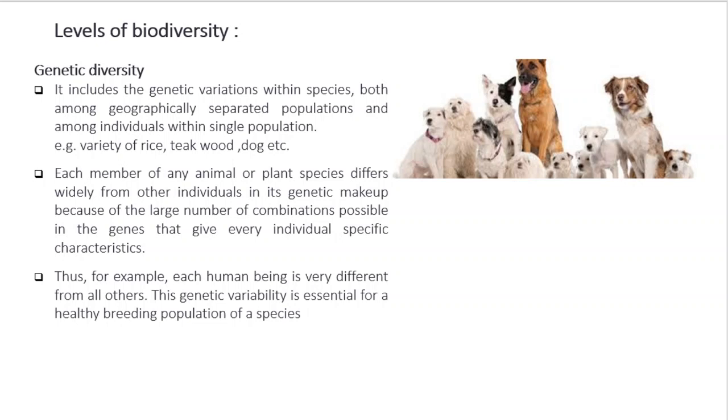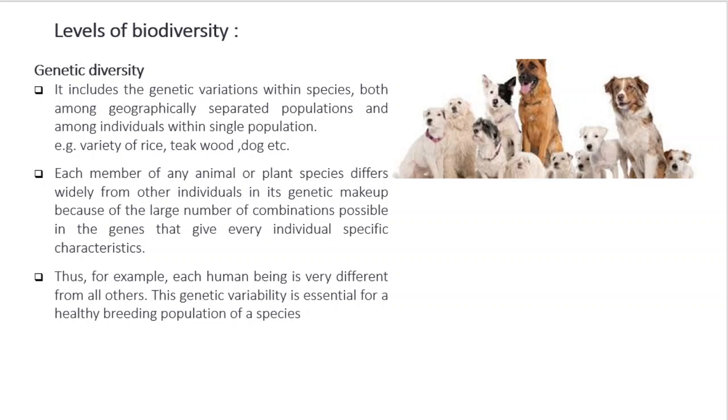It includes the genetic variation within the species, both among geographically separated populations and among individuals within a single population. For example, variety of rice, teak wood, dog, etc. Each member of any animal or plant species differs widely from other individuals in its genetic makeup because of the large number of combinations possible in genes that give every individual specific characteristics. Thus, for example, each human being is very different from all others. This genetic variability is essential for a healthy breeding population of a species.